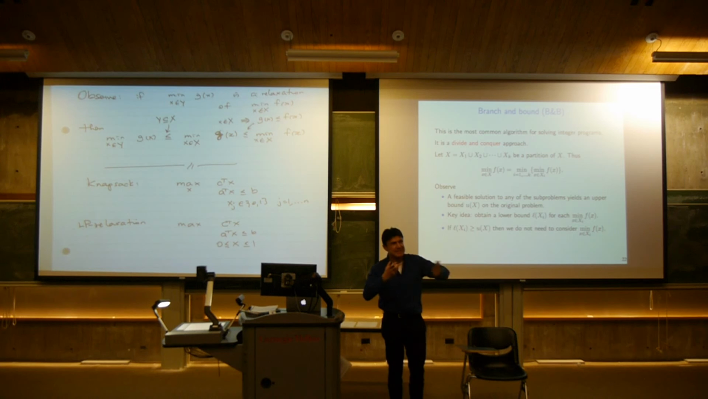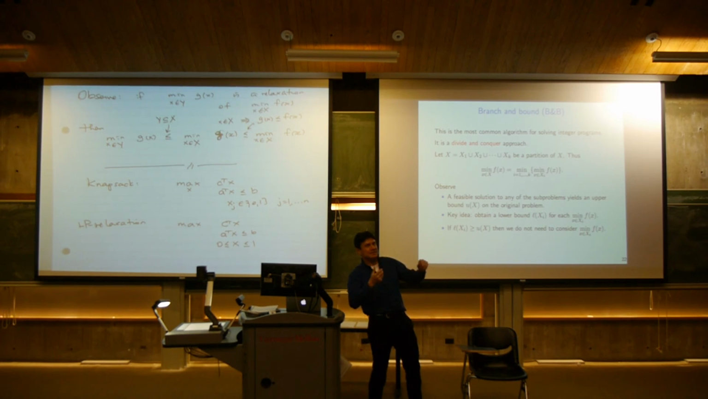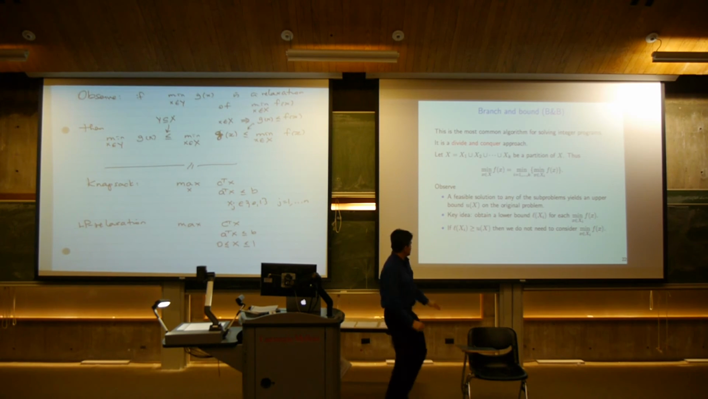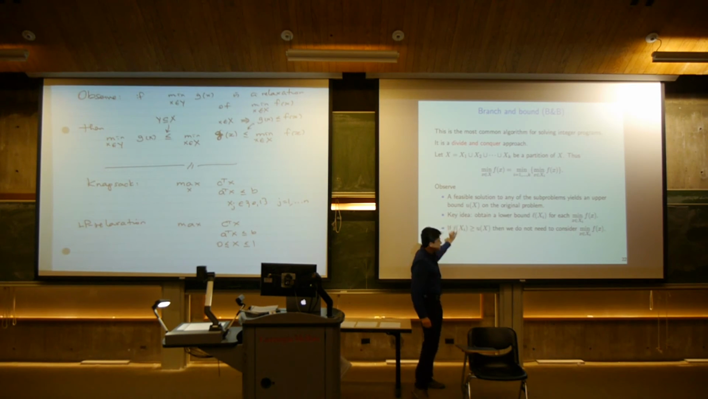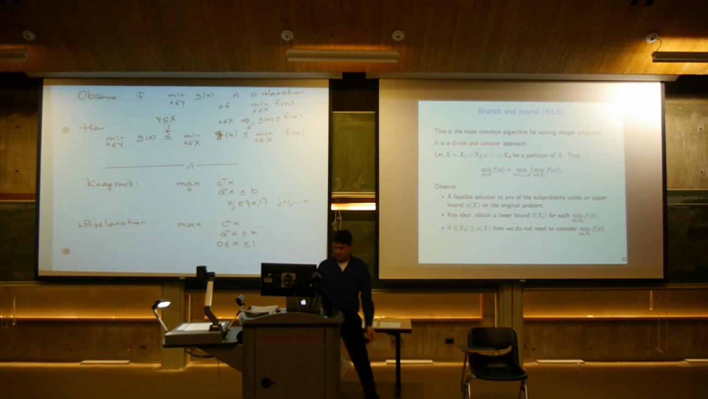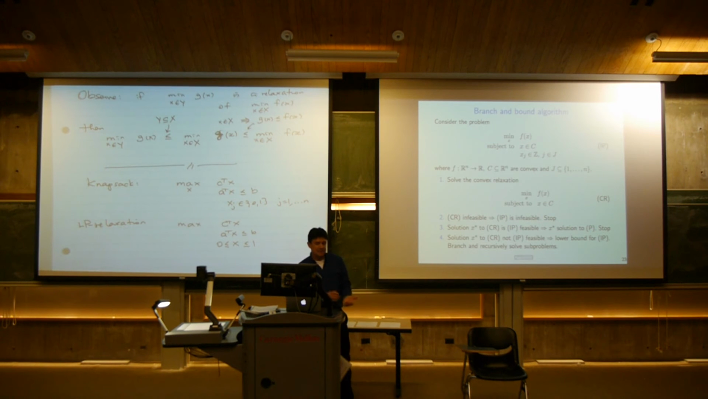At some point, you discard a lot of the branches that you would otherwise naively explore. So this is kind of a key idea. This is the key component of branch and bound. So this is the algorithm, essentially.